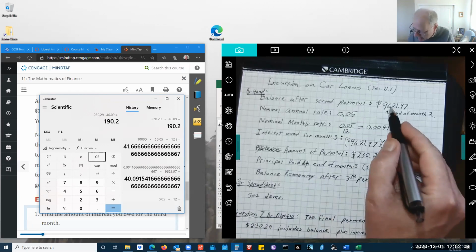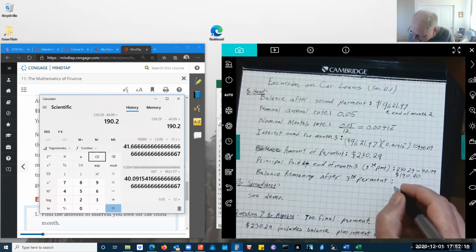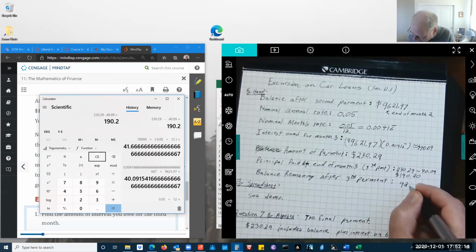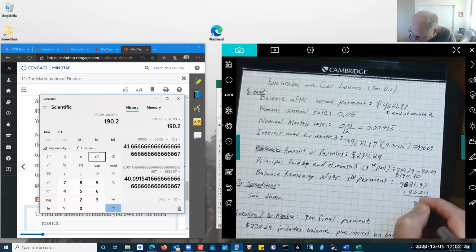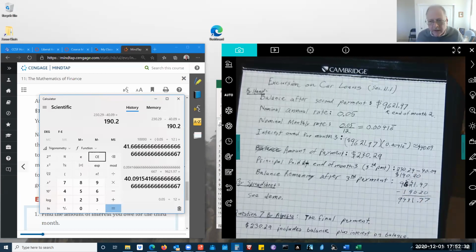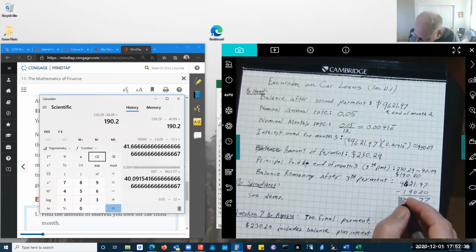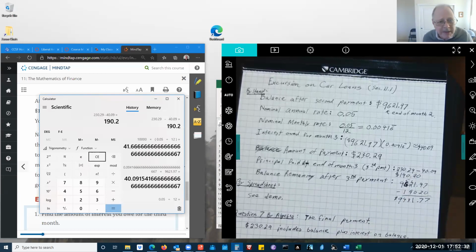So what's the balance remaining? It's that $9,621.97 minus the $190.20. So I think you get $9,431.77 if I didn't mess up the subtraction. So that's how you do it.